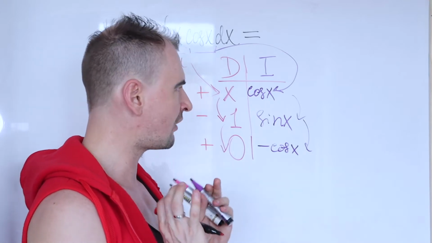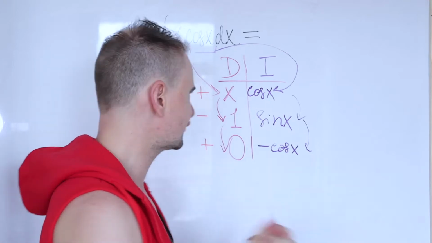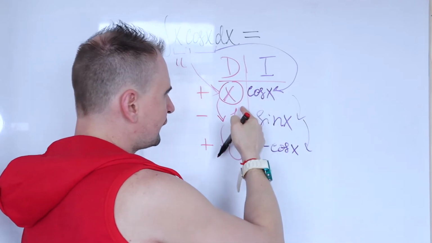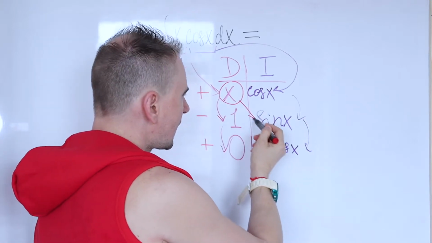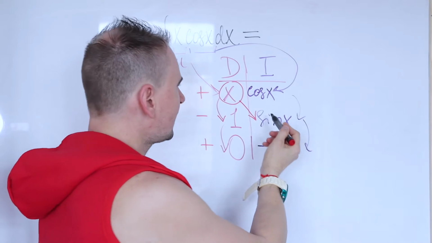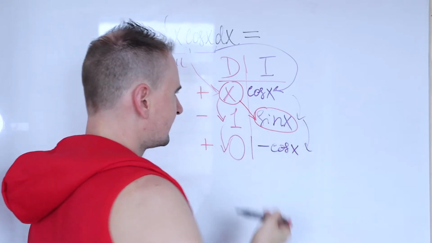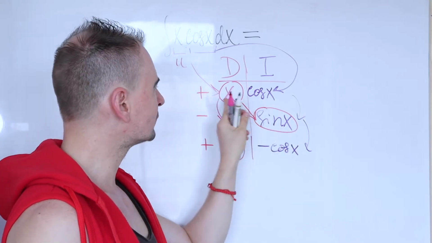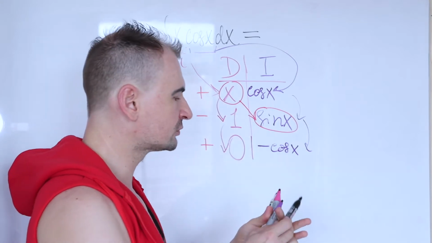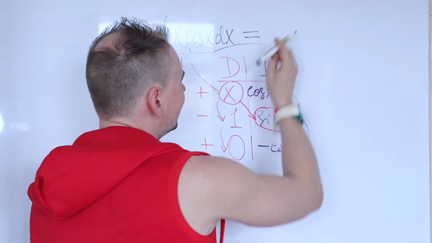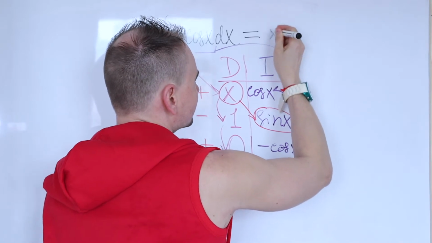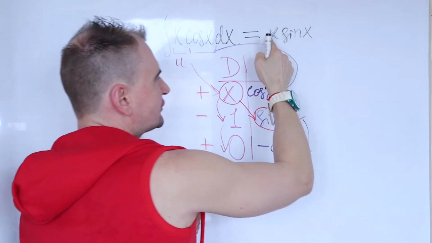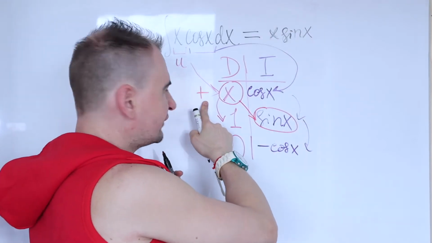And you will see how fast this method is. All you need to do is take your first term, and you take this diagonal and you multiply this term by this one. And the sign of this product is going to be plus. And you could write it as your answer. So x times sine x. And this entire term is positive since we have plus over here.